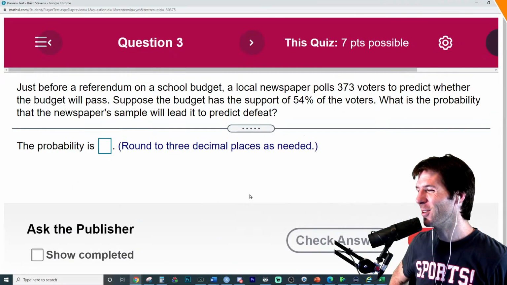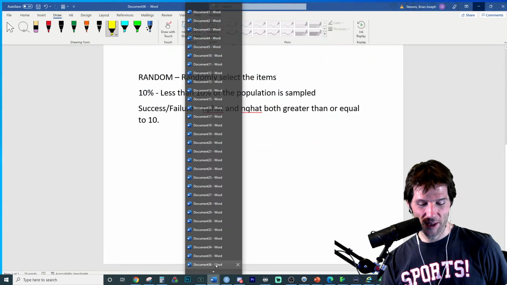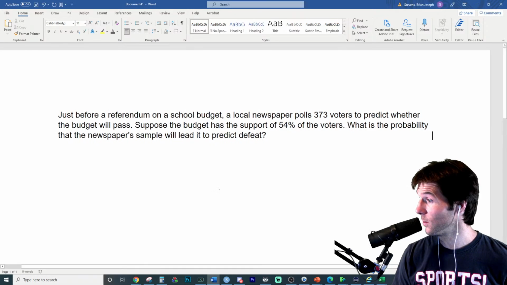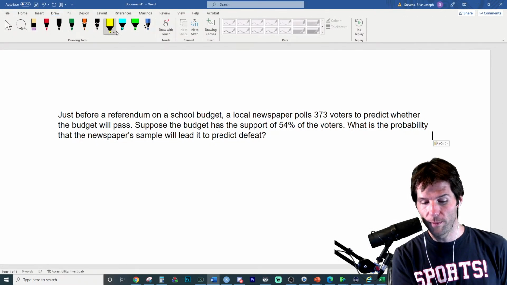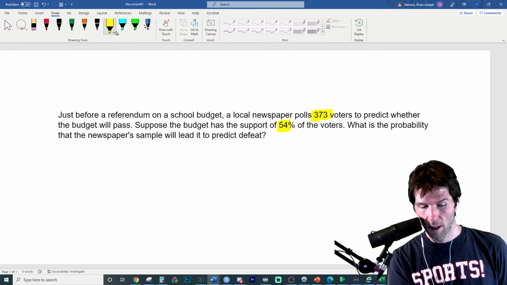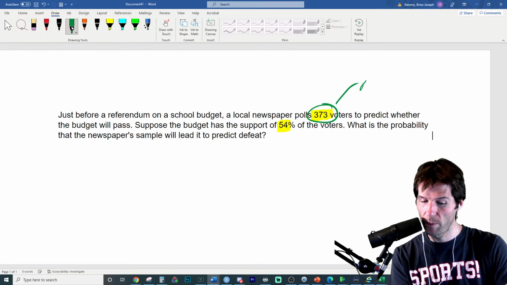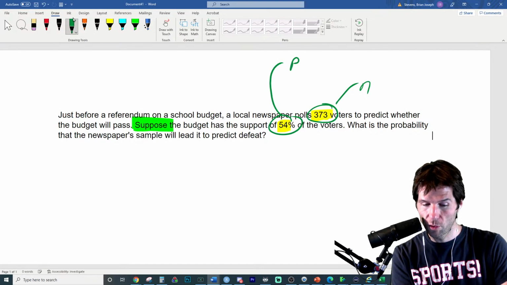School referendum question. Number one thing we're going to do while we got all these papers open is mark some notation. I'm going to do this one for you. Whenever you get a problem, you must make sure to mark the notation. And we only have two things to mark right now. We're going to poll this many people. It says, suppose the budget has this, which means it's the truth, which is weird that we would know this, but we apparently know the truth for the population is this.